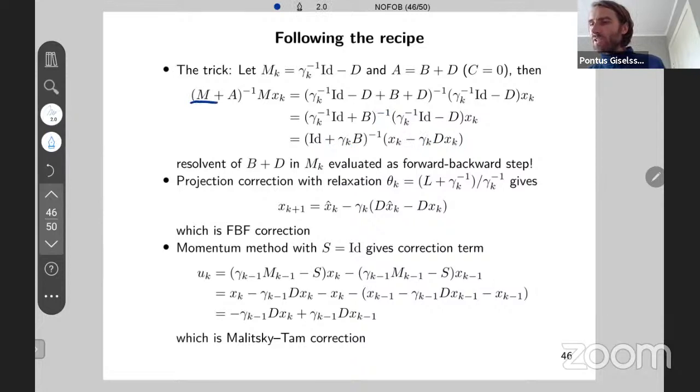But again here, our nonlinear resolvent in the nonlinear M becomes a standard forward-backward step in B and D. And so without going into the details, if we do projection correction with a specific relaxation factor, we get this update for the projection. This is an explicit formulation for the projection. So forward-backward can actually be obtained from this NoFob with projection with a very specific relaxation factor.